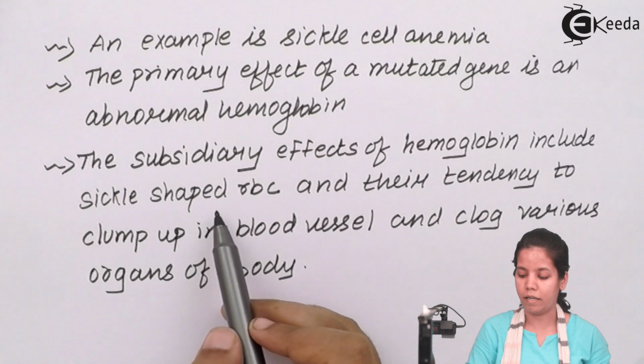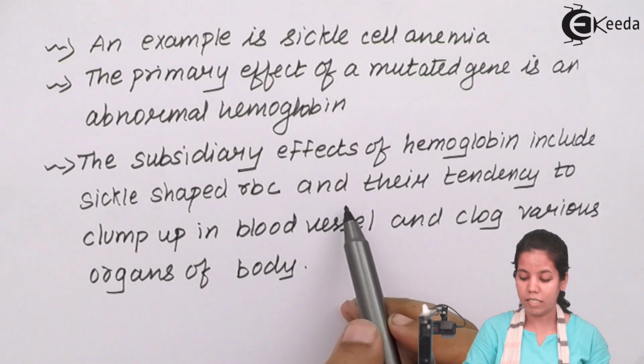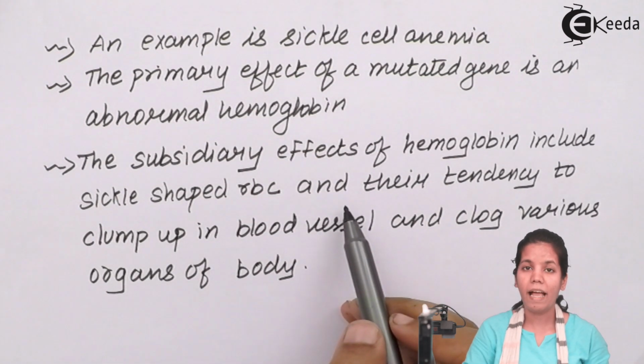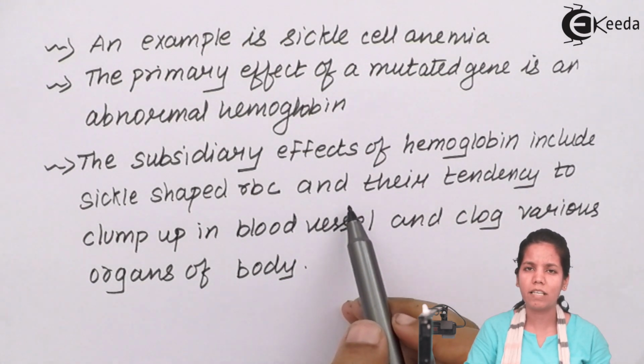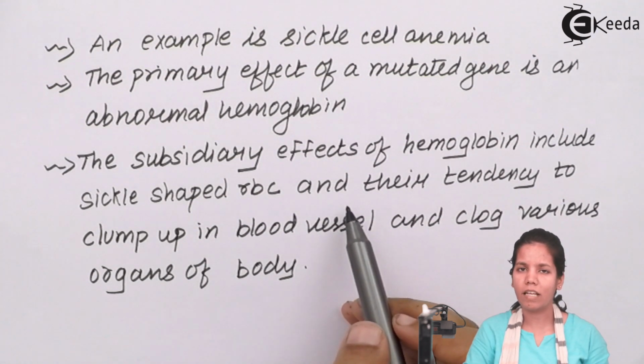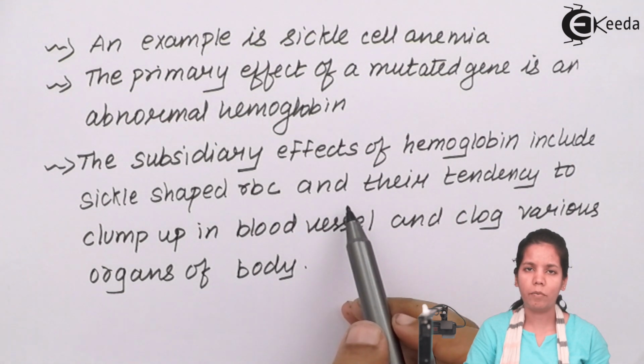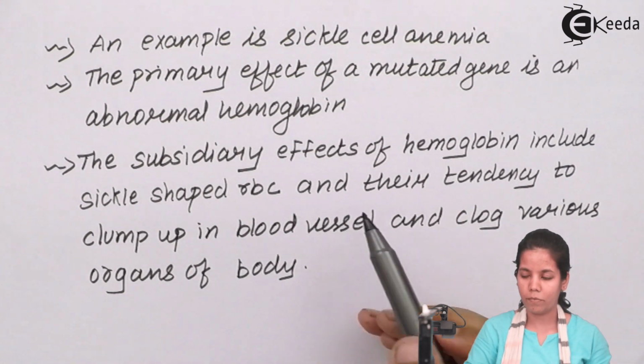You can get palpitations. Now, these sickle cell RBCs will have a tendency to clump up. Imagine a situation in your body where the RBCs are clumping up or mixing together. Who is going to carry the hemoglobin and oxygen to different parts of your body? How are respiration and metabolic, anabolic processes in your body going to work?